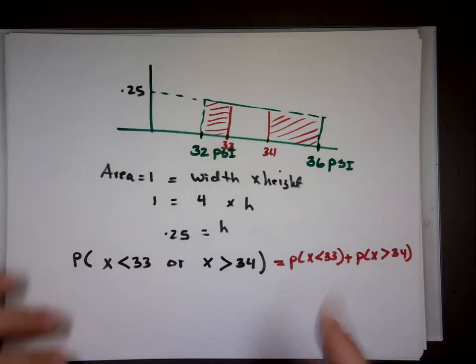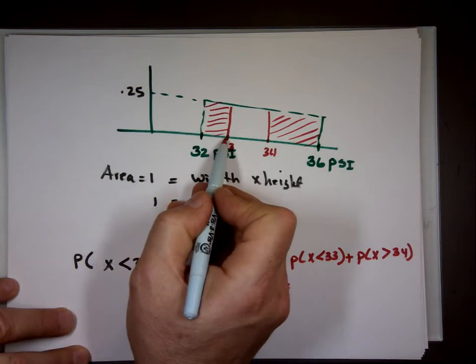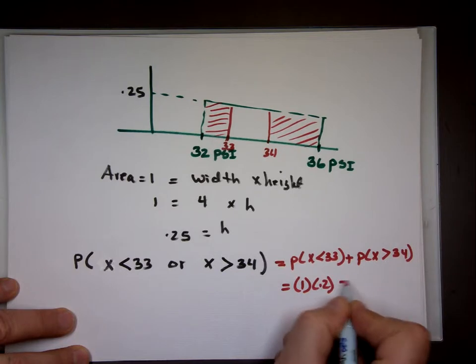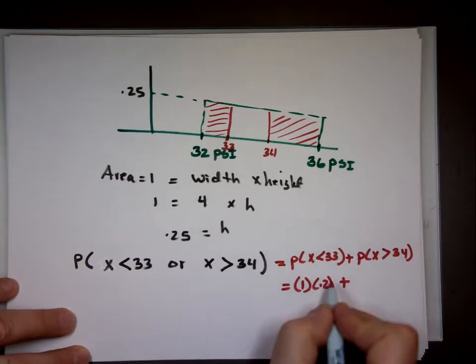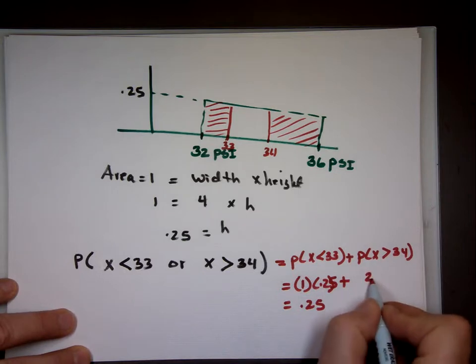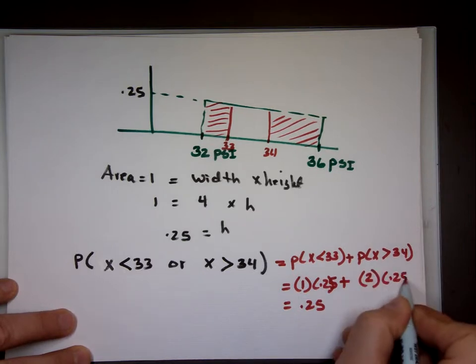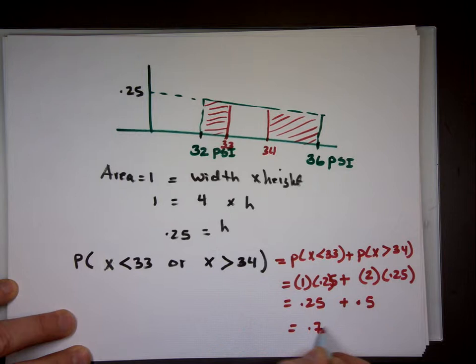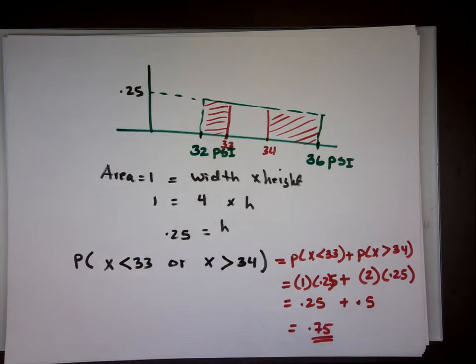So under the 33 here, the width is what? 1. The height is 0.25. So that's 0.25. Over the 34, the width is what? 2. The height, 0.25. What do we have? 0.5. So there's a 75% chance that if we take our pressure gauge and go outside at random, based on this information given to us, that the pressure in a car tire is always between 32 and 36 and it's uniform.